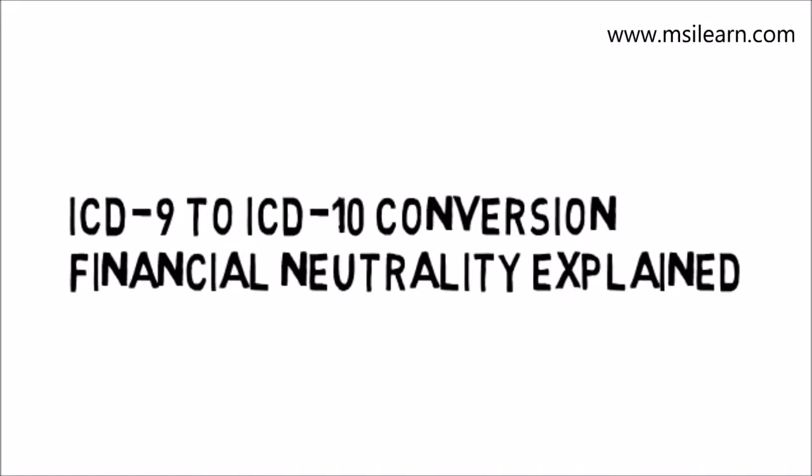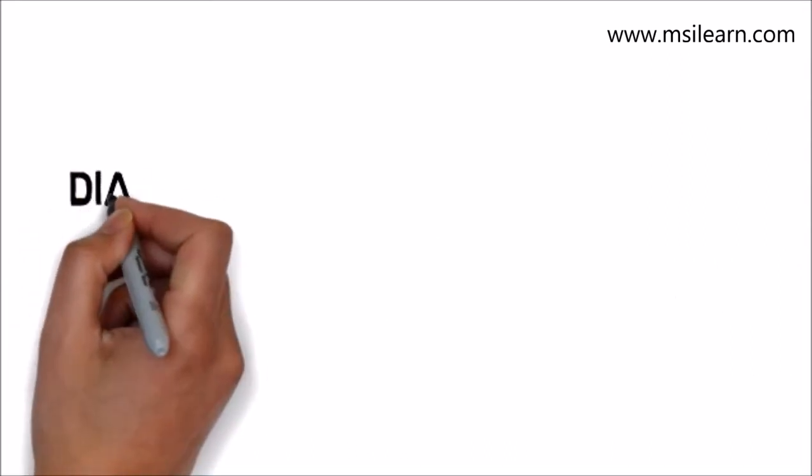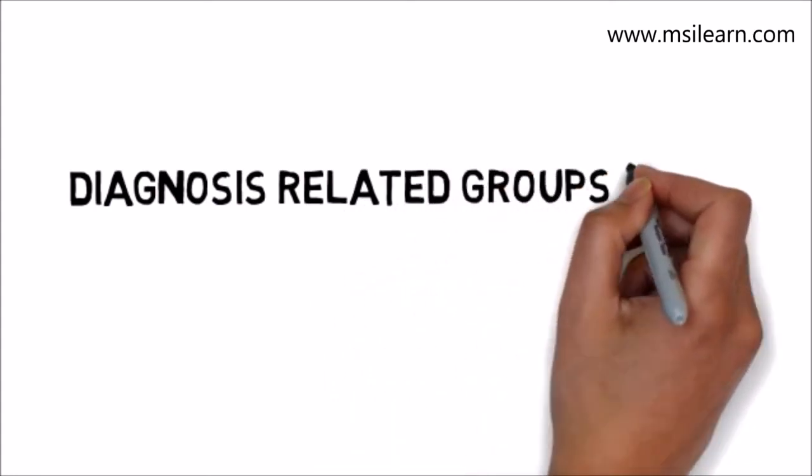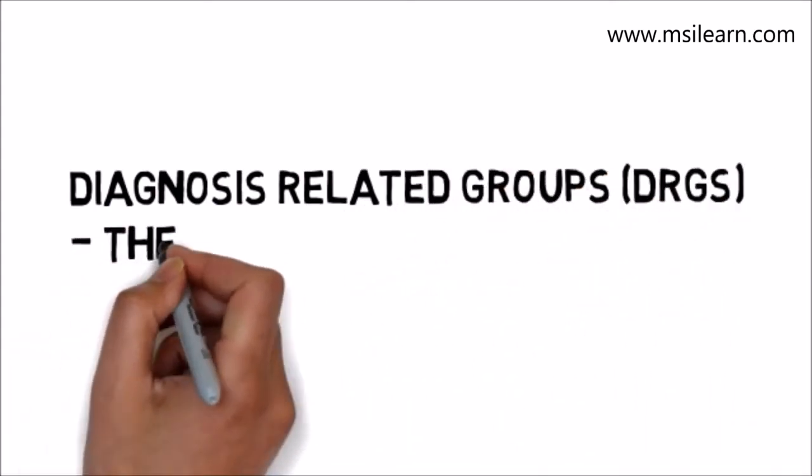So if you are an insurance company, one thing that you will be looking for while migrating from ICD 9 to ICD 10 conversion is financial neutrality. So let's try and understand what financial neutrality is. Before we understand financial neutrality, there is a basic concept called diagnosis related group, which we need to understand.